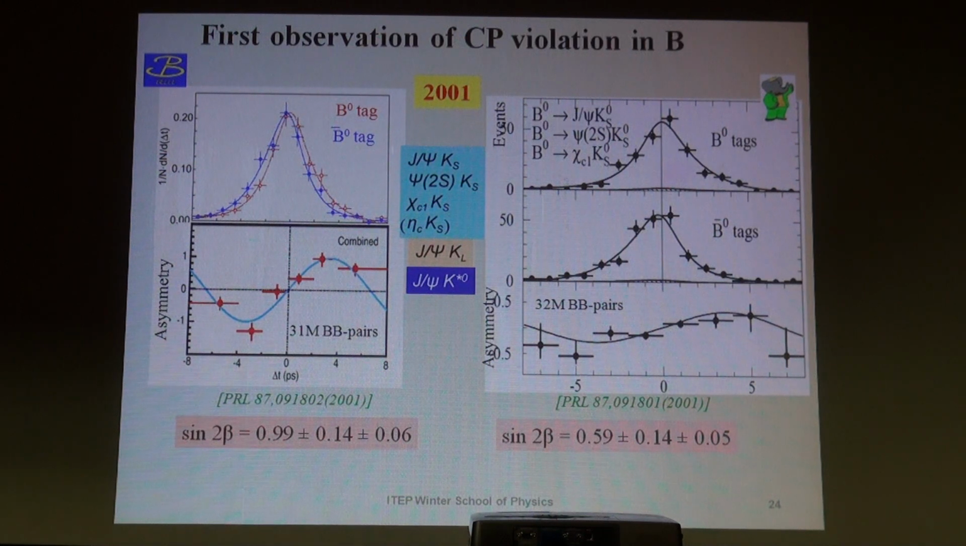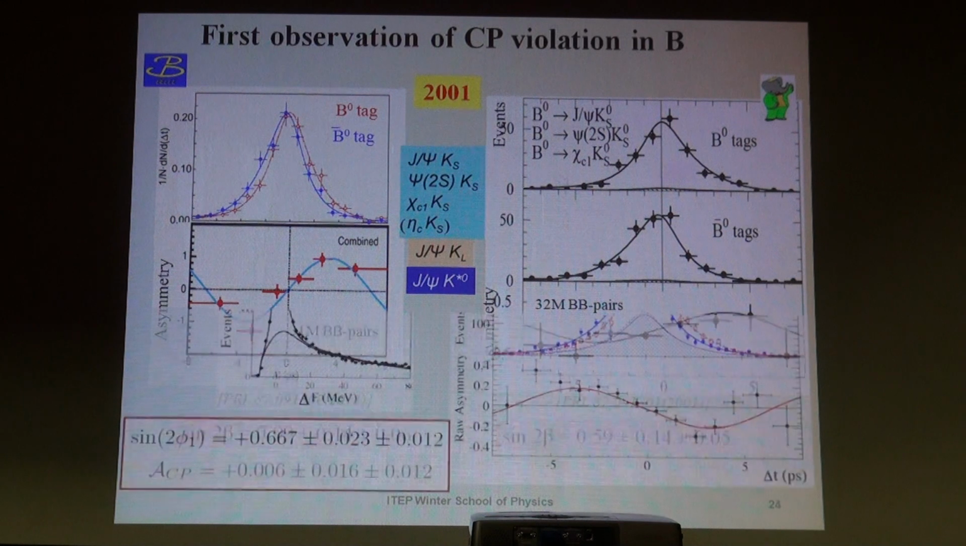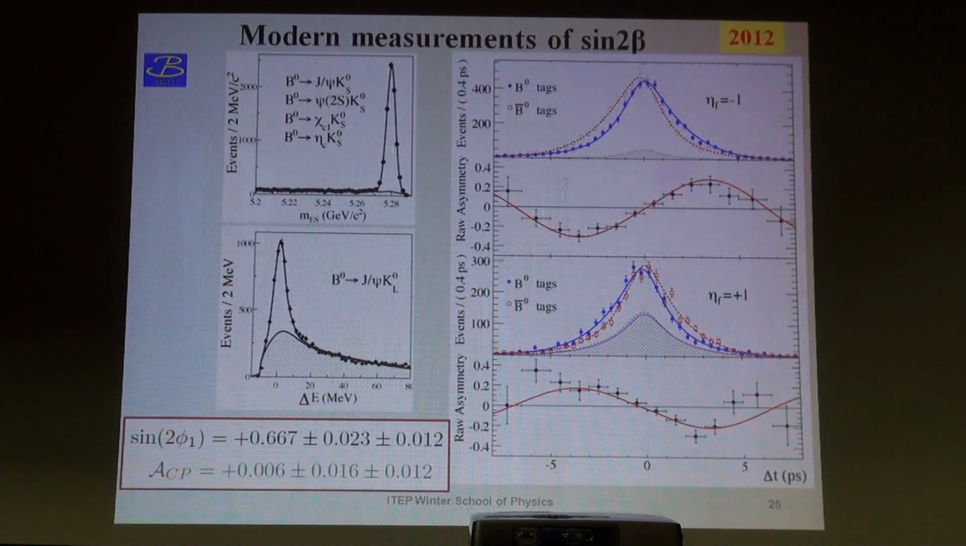Now it's 0.7. Now it's about this value. This is from Belle. And I will show in the next slide the average of two experiments and other experiments as well. So this is the last Belle paper, which was done last year. We see this difference, this asymmetry.